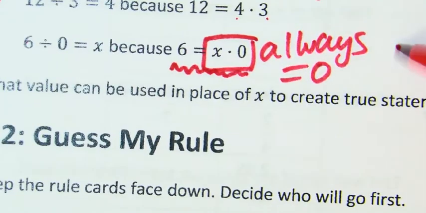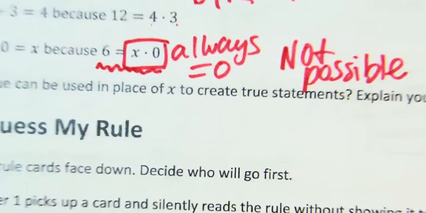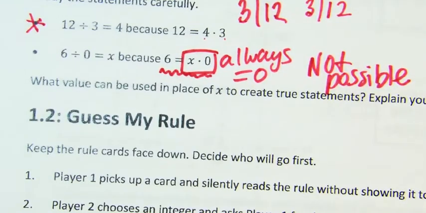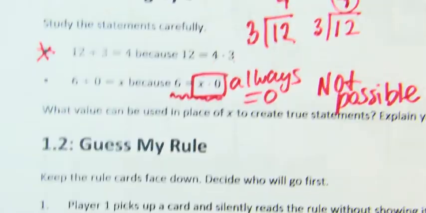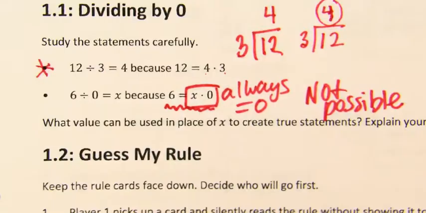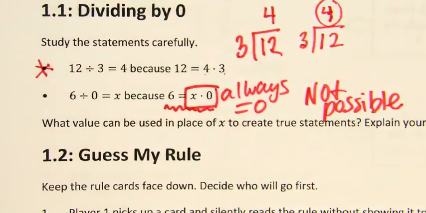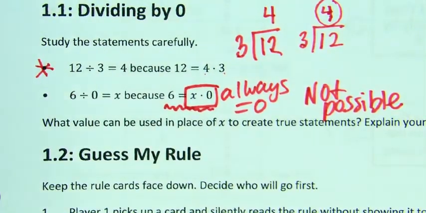Okay, so this is not possible. And it's not possible because anything times zero is zero. And if we look over here at this side, if you remember your zero rules, which some people remember very easily, a number divided by zero, you can't do that math problem.